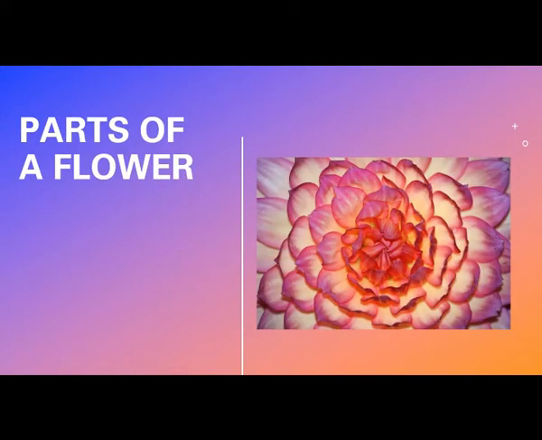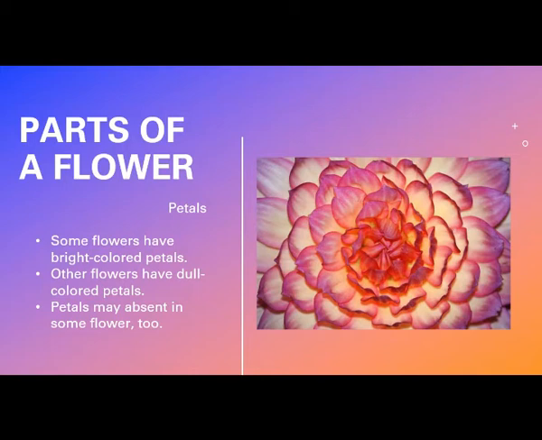The next part of a flower is what we call petals. Petals do not belong to either the male parts or the female parts, but they exist in some flowers. Some flowers have bright colored petals, other flowers have dull colored petals, but petals may also be absent in some flowers too.